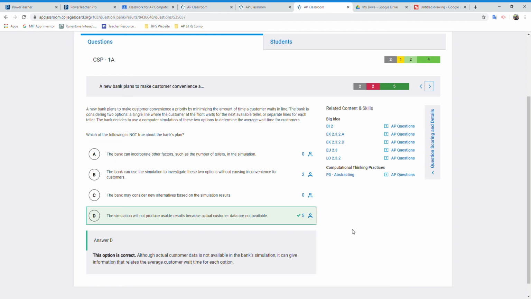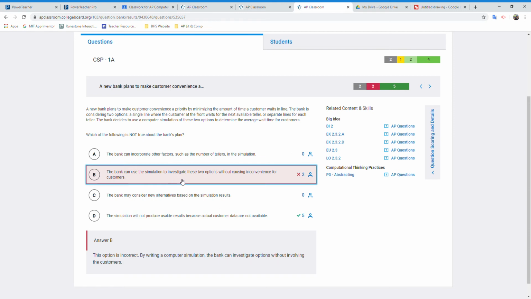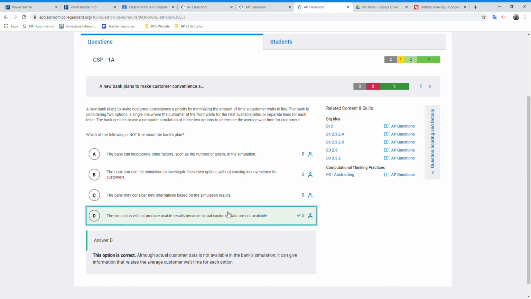This one is about a simulation. Most of you understood that the simulation was not producing usable results because it doesn't have actual customer data. A couple of you thought the bank can use the simulation to investigate the two options without causing inconvenience for customers. That's true, it's just that you can't use the results. So that's why that's the correct answer.